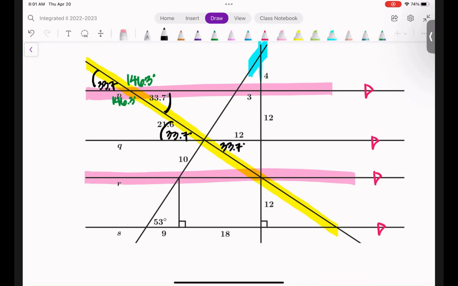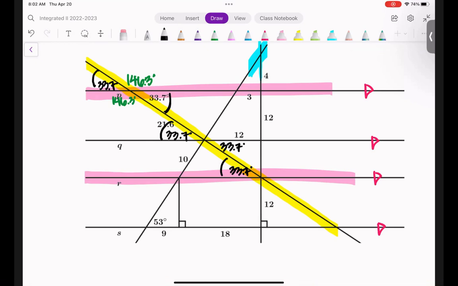Okay, so now going back to my parallel lines P and R, the two pink lines that I have highlighted now, which angles do you see that have a relationship? And then you're like, oh, I see alternate interior angles again. And you're right. It's right here again, right? So again, this guy again is going to be 33.7 degrees. It's okay if your writing gets a little bit into other things. That's fine for now.